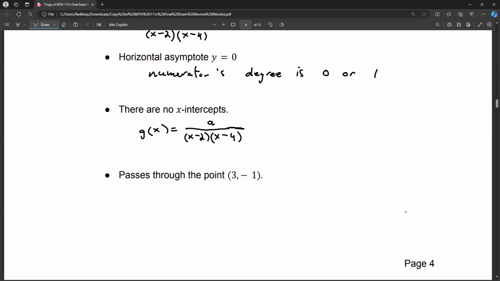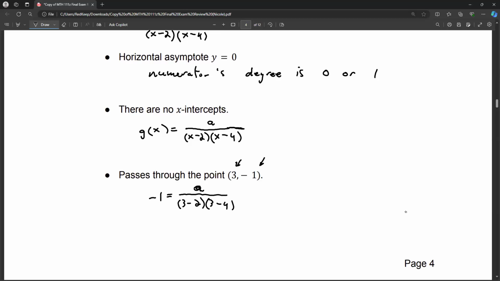Okay, so next, they give us this kind of familiar point that this function g of x must pass through. So therefore, I'm going to go ahead and just say, well, anytime I plug in 3 into this function, the output must be -1. So I'll go ahead and plug in 3 wherever there's an x. And then that's supposed to be an a. It kind of looks like a 9.